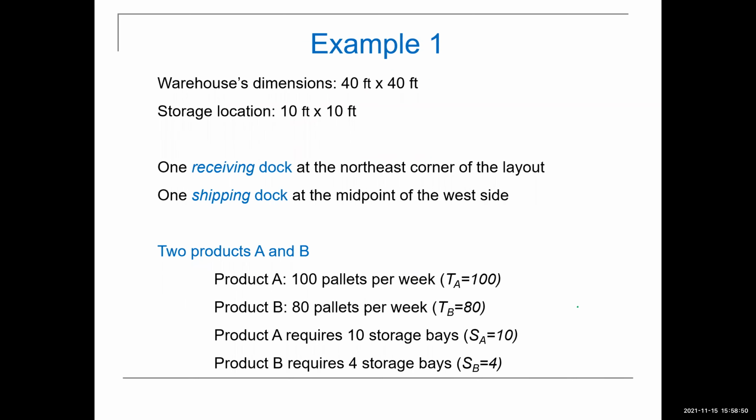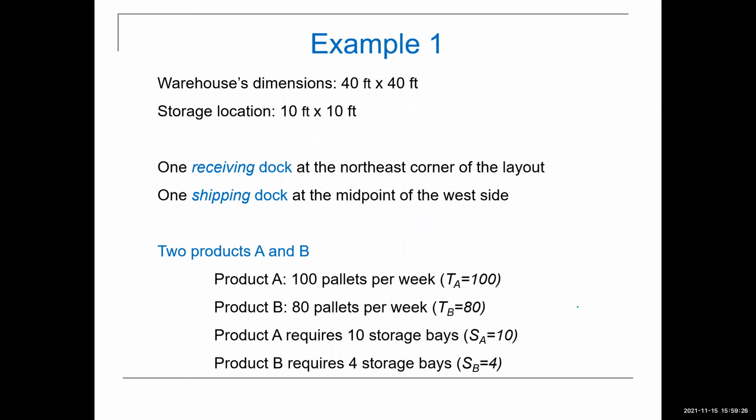So let's look at one example. Okay, we have a warehouse that has dimensions 40 feet by 40 feet. And we have storage locations that are of size 10 feet by 10 feet. We're going to have only one receiving dock at the northeast corner of the layout and one shipping dock at the midpoint of the west side. We have two products, A and B. Product A requires 100 pallets per week. Product B, 80 pallets per week.